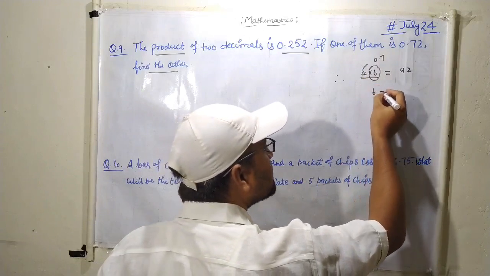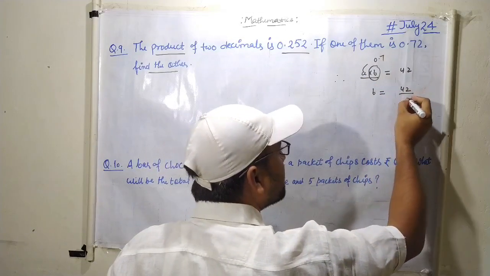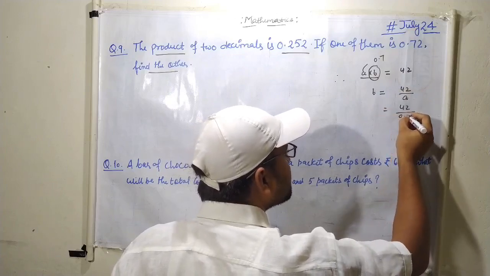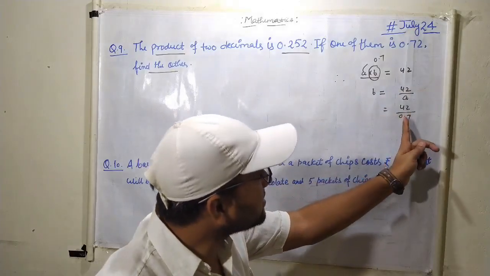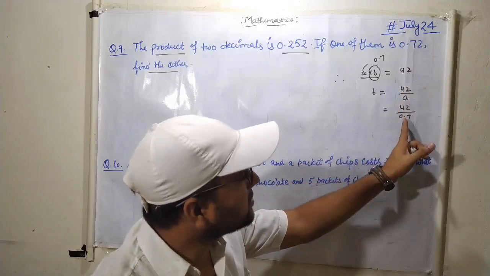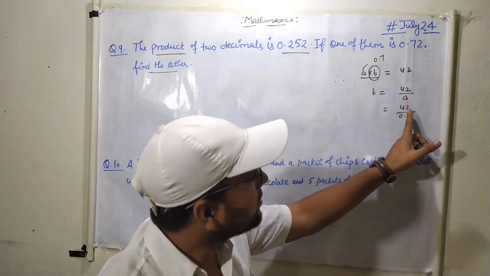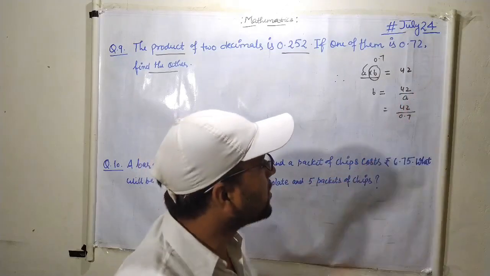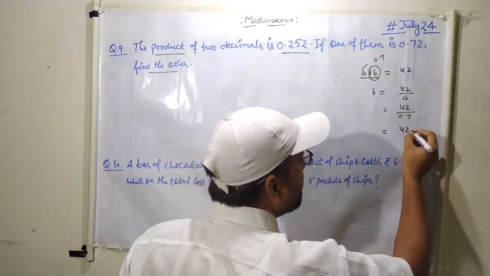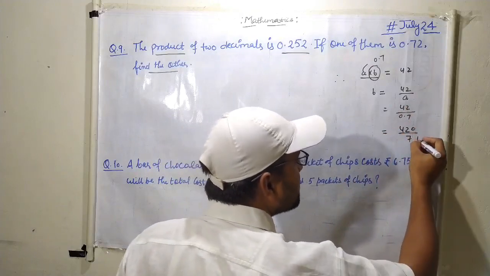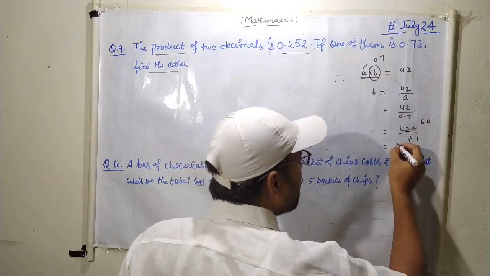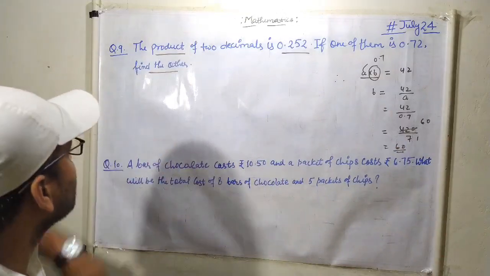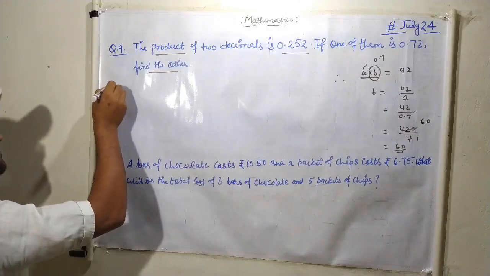So the other decimal number is equal to the product upon the first number, 42 upon 0.7, and I want to change it into a natural number. Here there is one decimal point, so we add one 0 from the right side in the numerator, because the numerator has no decimal point. So you get 420 upon 7. 7 sixes are 42. The other decimal number is 60. In the same way, I am going to do question number 9.